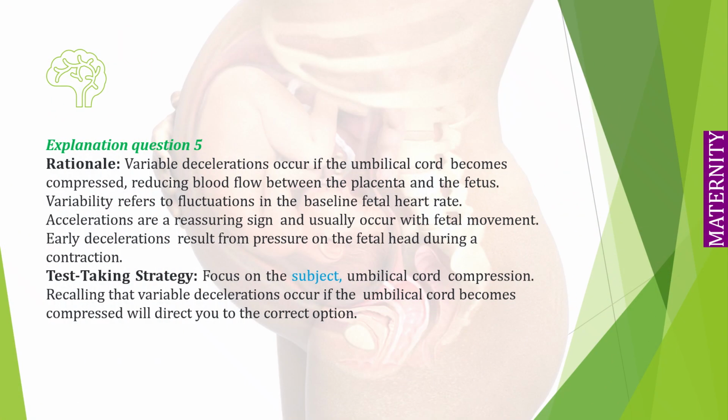Rationale: variable decelerations occur if the umbilical cord becomes compressed, reducing blood flow between the placenta and the fetus. Variability refers to fluctuations in the baseline fetal heart rate. Accelerations are a reassuring sign and usually occur with fetal movement. Early decelerations result from pressure on the fetal head during a contraction.